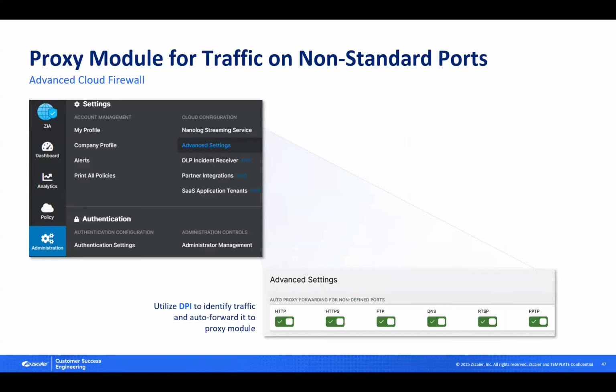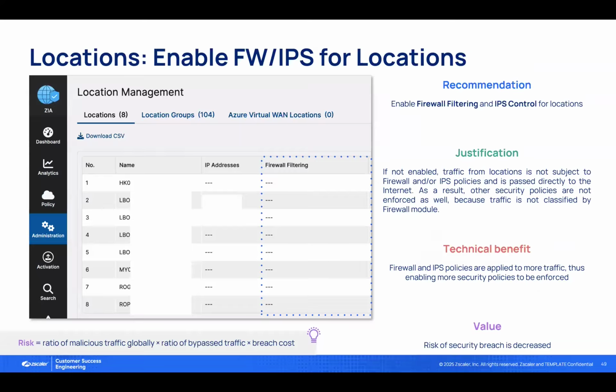With Advanced Cloud Firewall, this is much easier, as you can simply go to Administration, Advanced Settings, and then enable all auto-proxy forwarding for non-defined ports options, which will use DPI to identify traffic and auto-forward it to the proxy module. Before I end this video, let's take a look at several specific recommendations for configuring firewall policy.